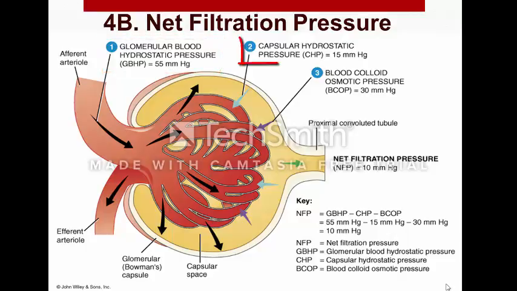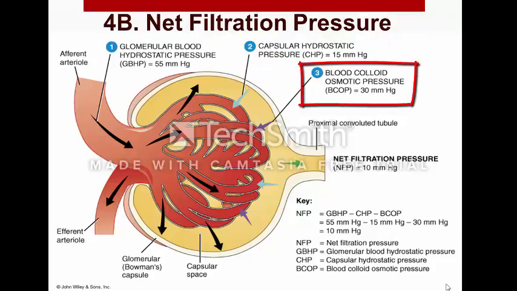The second factor is capsular hydrostatic pressure. This is the back pressure in the capsular space due to resistance to the expansion of the walls of the capsule. It's usually about 15 millimeters of mercury.